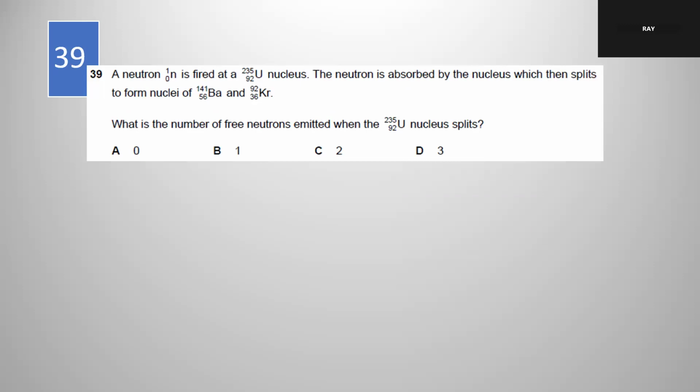A neutron is fired at a uranium nucleus. The neutron is absorbed by the nucleus, which then splits into barium and krypton. What is the number of free neutrons emitted when the uranium nucleus splits up? What's your answer?